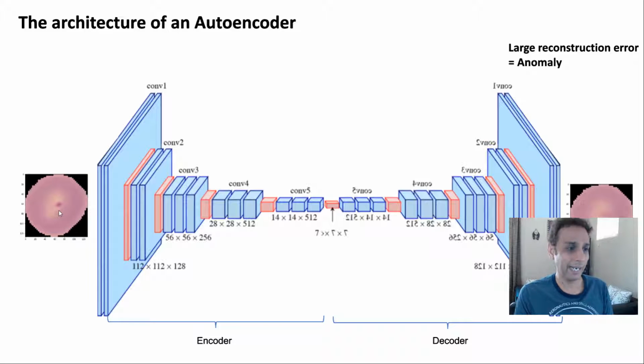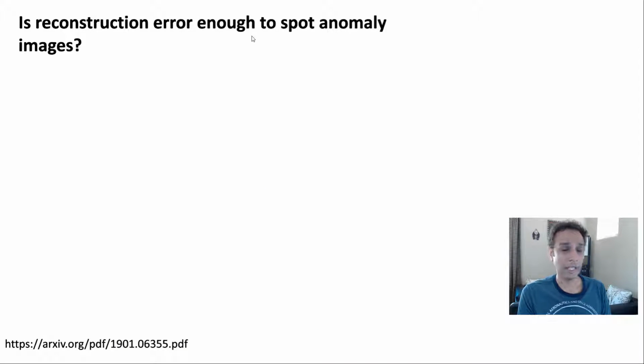So this is the idea, but is reconstruction error enough to spot anomaly in images? It completely depends upon your image. Sometimes it's enough. Sometimes you have a whole bunch of cat images and then you supply a dog image and it's like, hey, this doesn't look like a cat, and then this is an anomaly, right? So in those examples, it may actually work out.